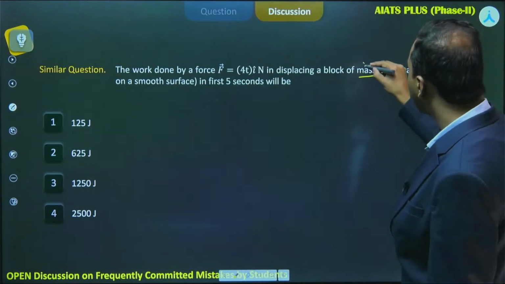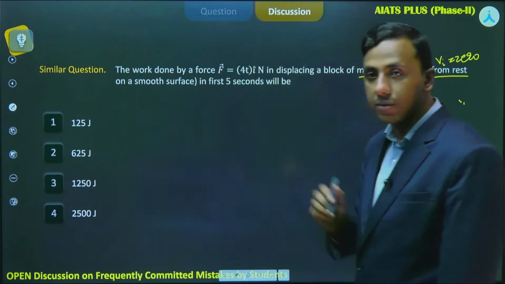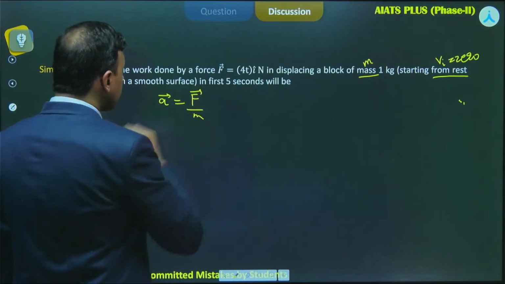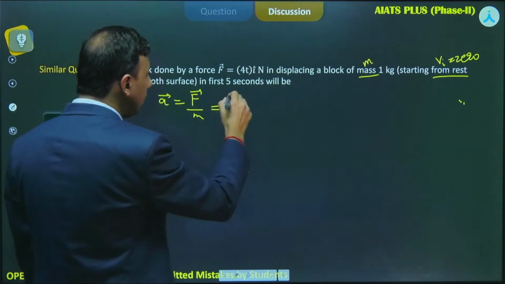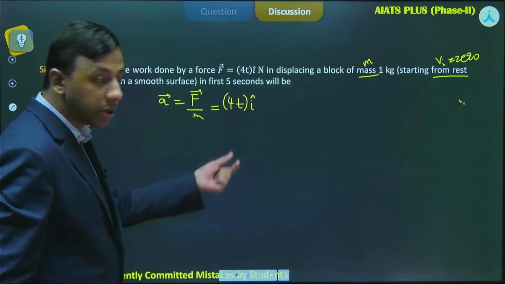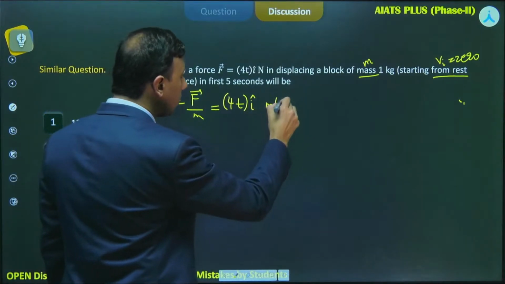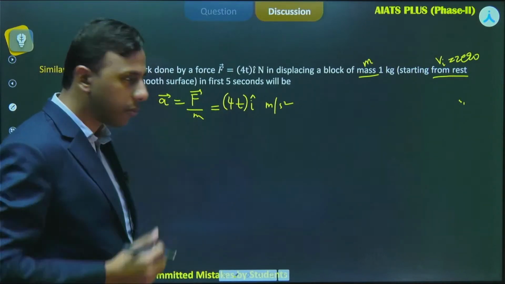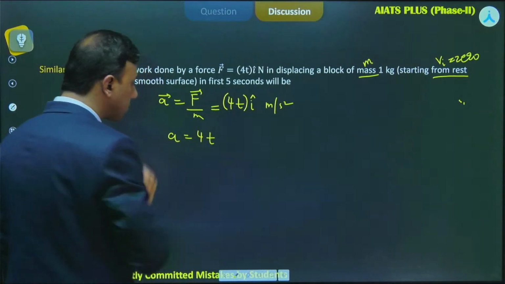Then mass is given, let's say we are taking it as m, force is given, and in the first 5 seconds, so force upon m, and mass is 1 kg, so F upon 1, so acceleration would be 4t i cap, and you have to write the unit also, meter per second square. But for now, I am only writing a is equal to 4t.